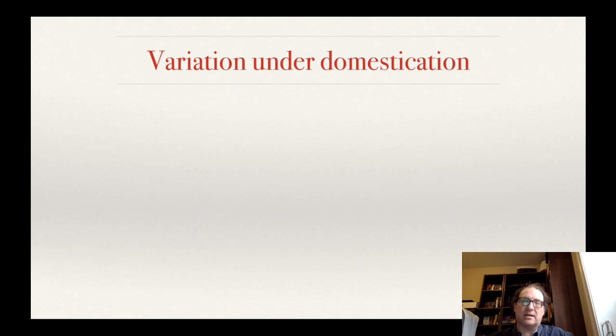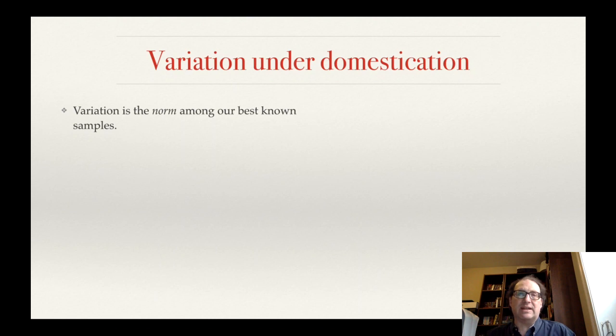And he asks us to consider variation under domestication. That is, here's where he really pays off his attention to various forms of animal husbandry and plant breeding. And he points out that it's the norm among our best known samples.